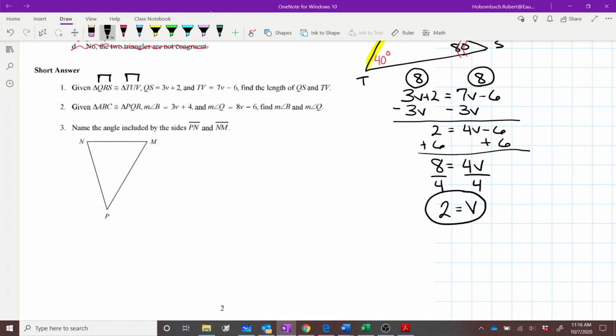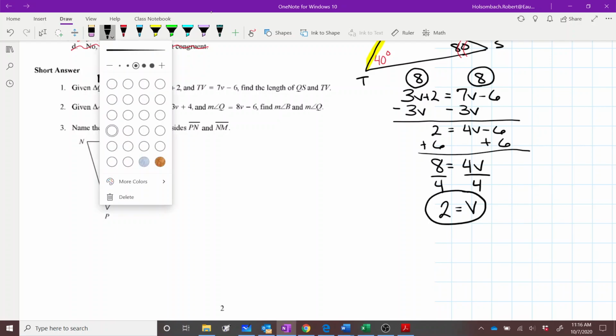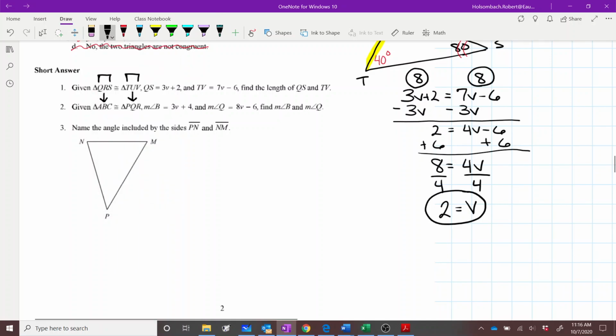Alright, in this second congruent statement, ABC is congruent to PQR. Angle B is located in the middle of this description. Angle Q is located in the middle of this description, which means the angles are congruent to each other. So again, we are going to set up an equation where 3V plus 4 is equal to 8V minus 6.